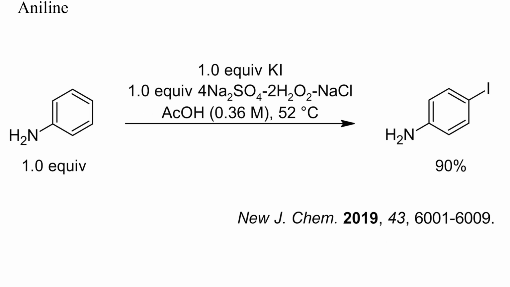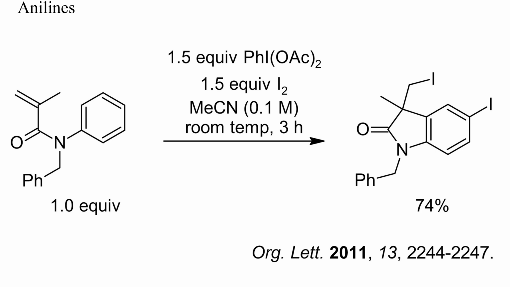Less expensive than iodine is a mixture of potassium iodide and hydrogen peroxide. In this example, acetic acid was the solvent, and again mostly 4-iodoaniline was obtained. Mixtures of iodine with additional oxidants can be more powerful iodinating reagents than iodine alone. Here, a mixture of iodine with diacetoxyiodobenzene brought about iodination and cyclization of a metacryl anilide.